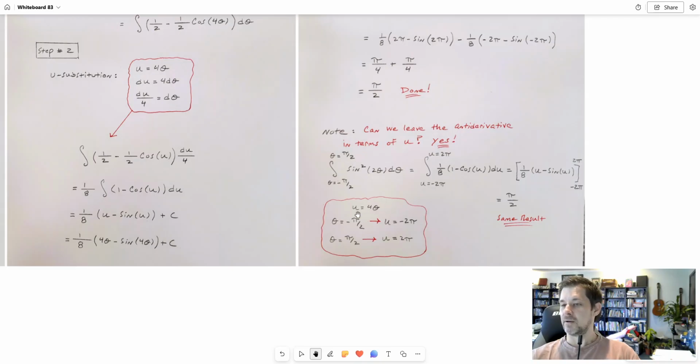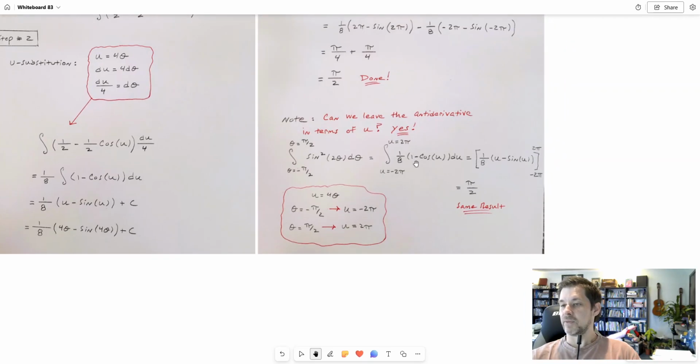Let's say my substitution, u is 4 theta. If this lower bound was theta is negative pi over 2, then convert that over for u like this. We'll say, okay, if theta was negative pi over 2, u is 4 times that number. If you take 4 times negative pi over 2, you get negative 2 pi. So that lower bound is now in terms of u. Its u is negative 2 pi. Same thing with the upper bound. If theta was pi over 2, and if u is 4 times theta, then u becomes 2 pi. So there's your upper bound.